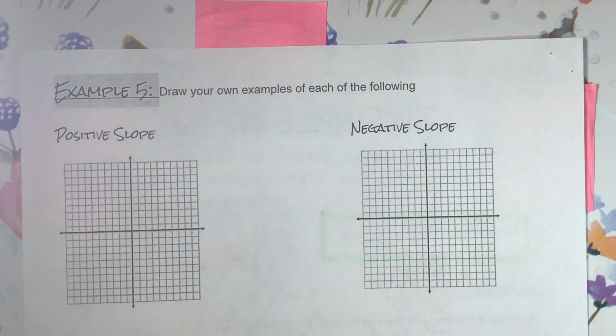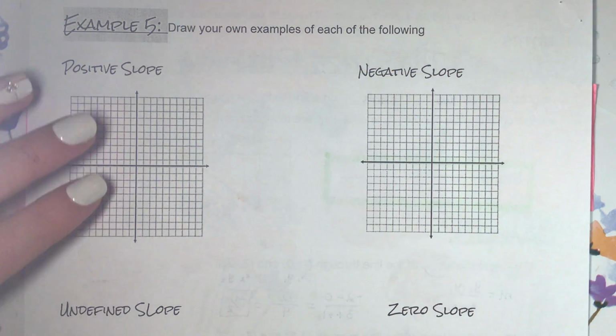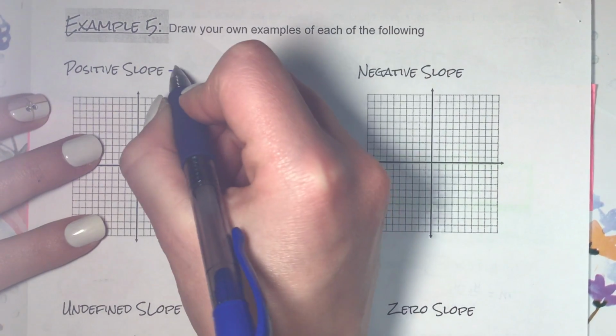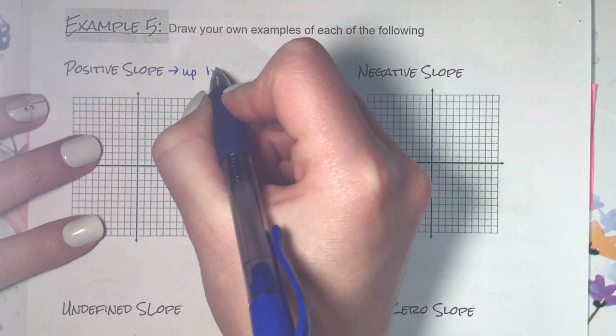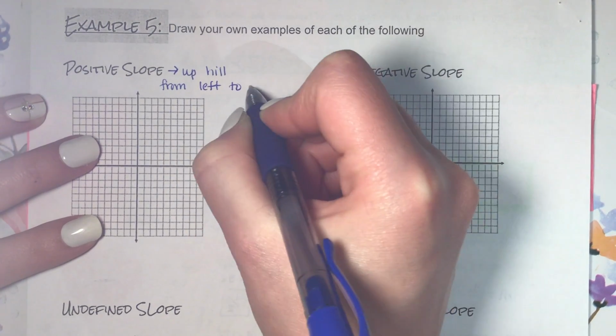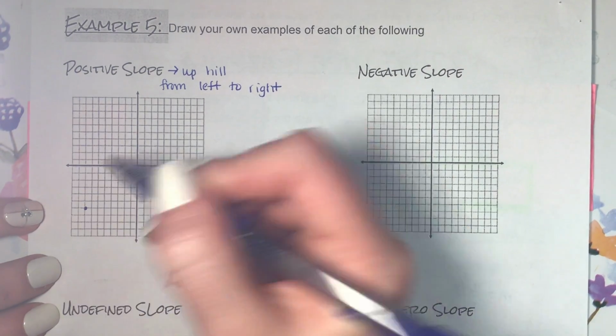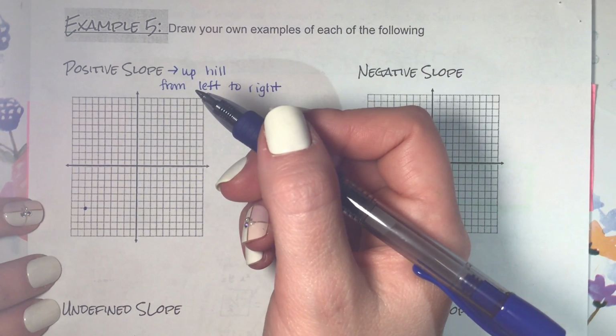Flipping our paper over, we just have one final example, and it says draw your own examples of each of the following. So we have a positive slope, a negative slope, undefined slope, and 0 slope. So we'll just start at the beginning, and here we're trying to draw a positive slope. So what direction does a positive slope go in? It goes uphill from left to right. So I'm just going to pick a random spot right here, and I'm going to pick a random slope of 4/3.